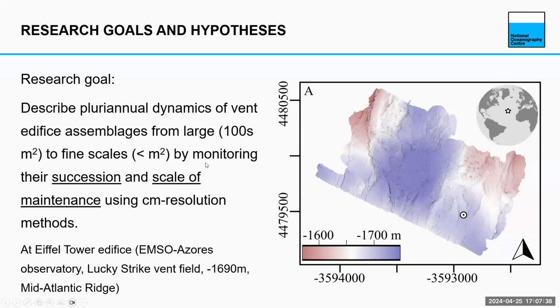So to do so, we will focus on the Eiffel Tower edifice at the Lucky Strike vent field here, which is the site for the EMSO-Azores Observatory. So scientists from IFREMER are coming back every year to the site to collect samples, and we take advantage of those cruises to acquire images. So Lucky Strike is located on the mid-Atlantic ridge close to the Azores Islands, as you can see here.